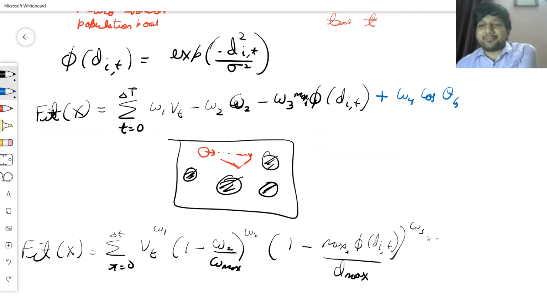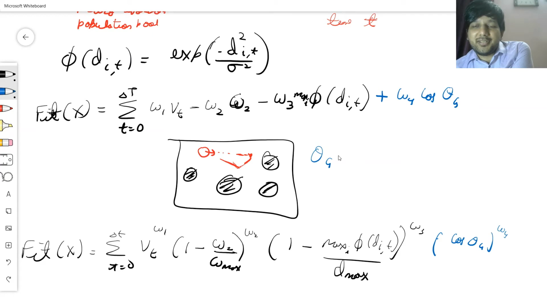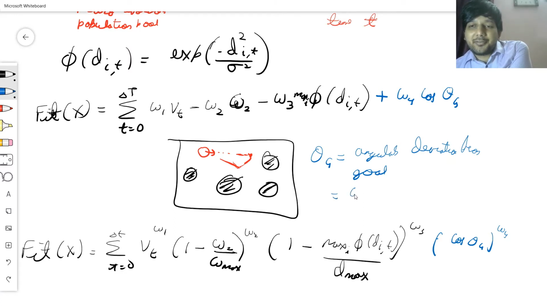So it's cos theta g times W4. So let's say theta g is equal to the angular deviation from goal, so goal angle minus, okay, it's swarm robotics, so I don't know my current localization.